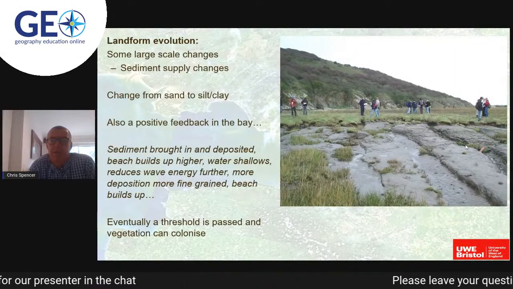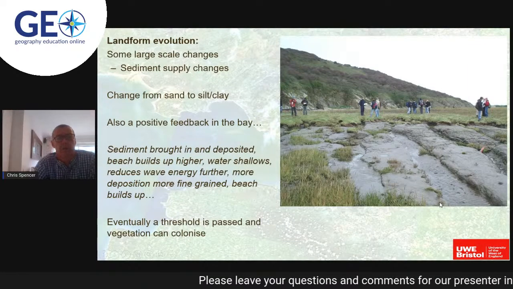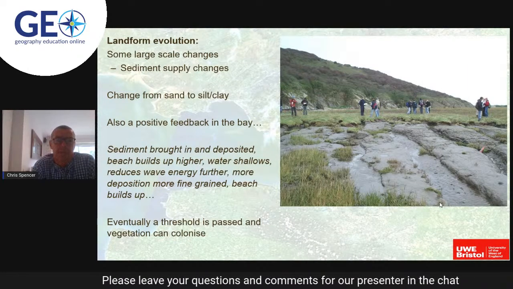And we can see there that it's now made up of this very muddy sediment. Students here doing some vegetation survey work on the front of the present day salt marsh.